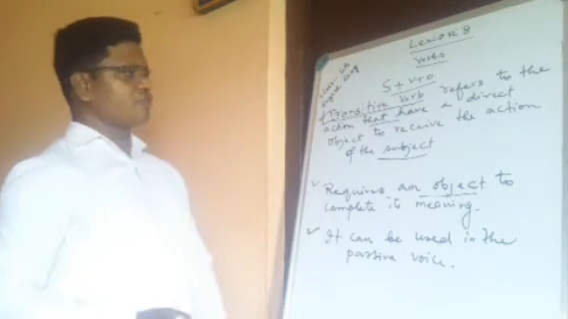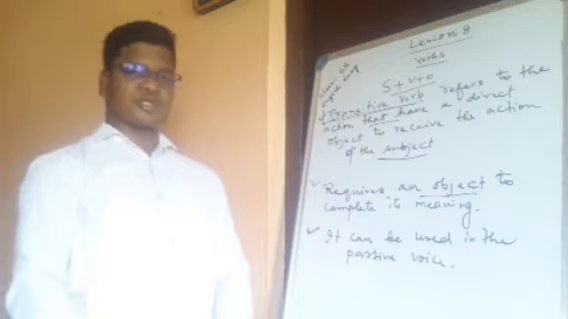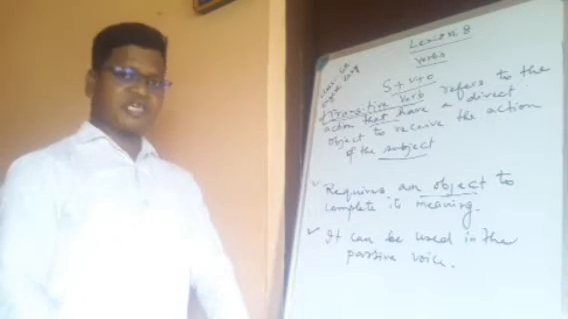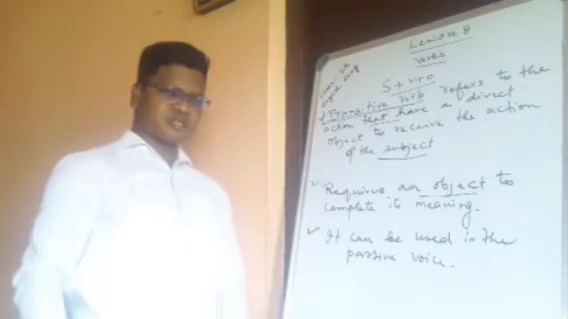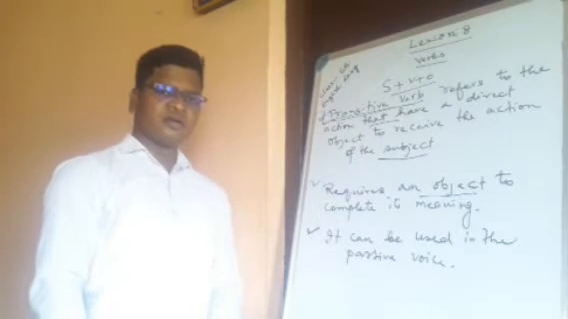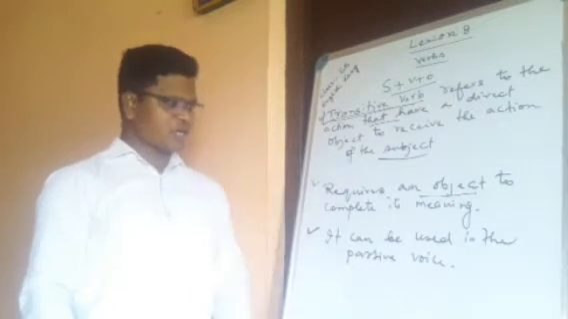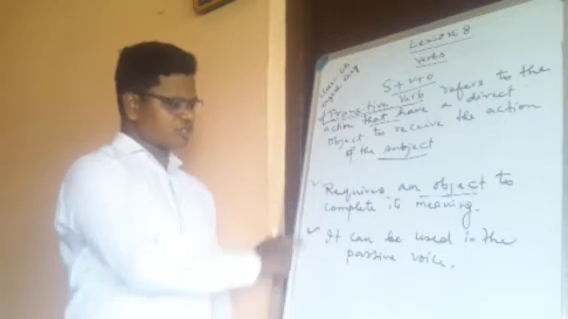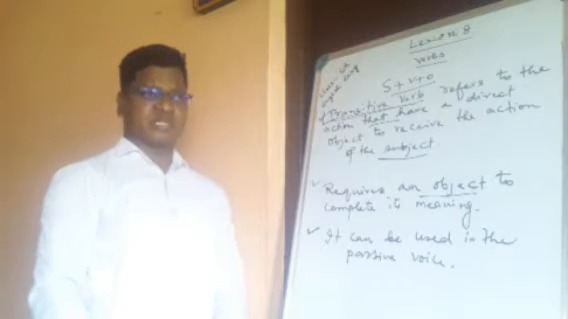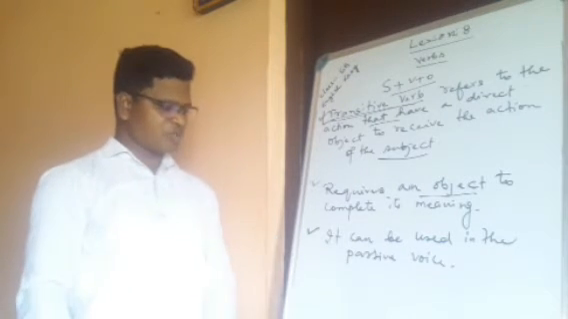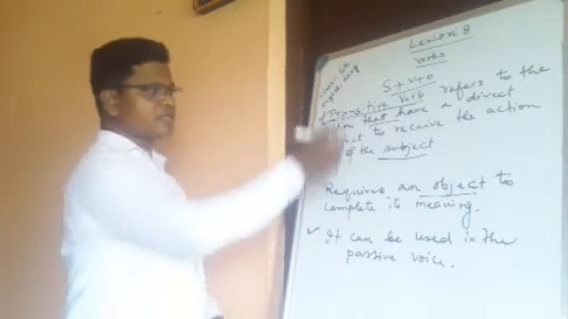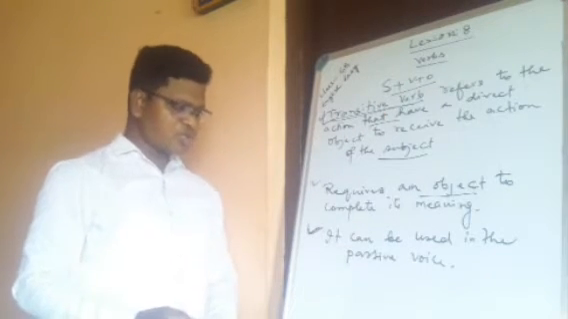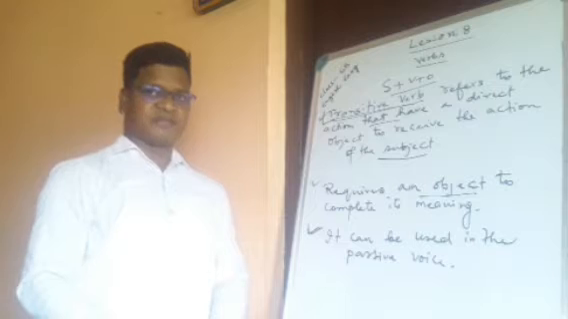So what have I written in the first one? It says the transitive verb refers to the action that has a direct object to receive the action of the subject. Secondly, I have written it requires an object to complete its meaning. Without the object, the meaning is incomplete. And here we see the last one, that since we need subject, verb and object, we can write it can be used in the passive voice as well.